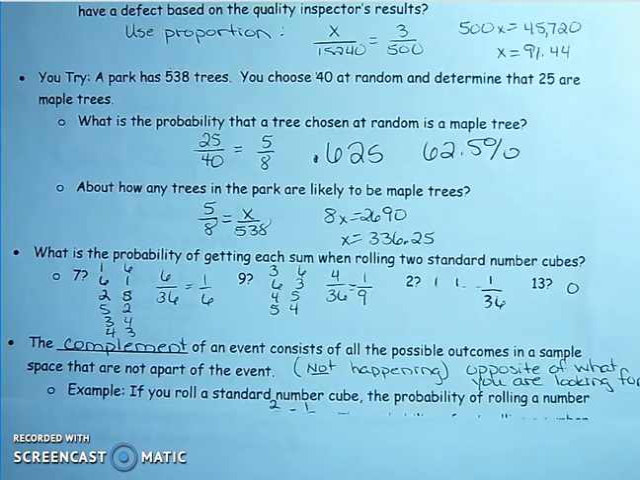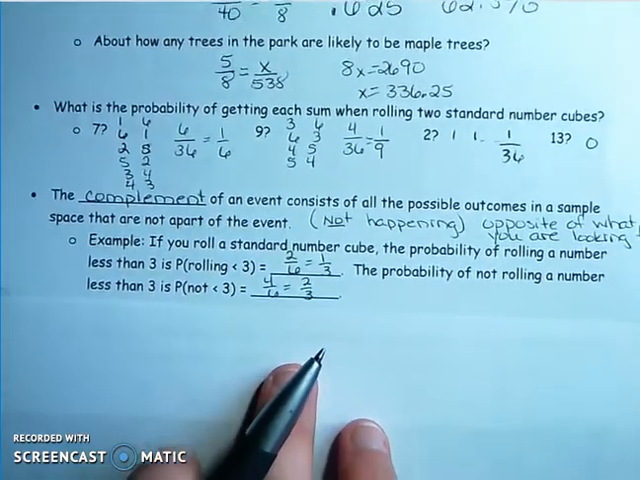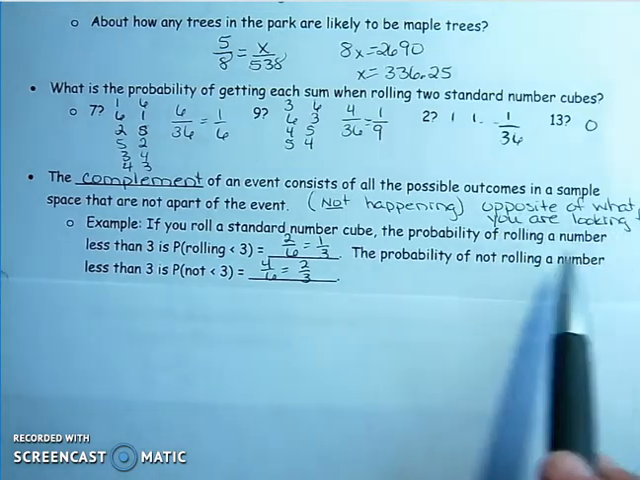The complement of an event is the possibility that it doesn't happen. So if you are saying the complement of flipping a heads, that would mean flipping tails. So it's always the opposite of what you were looking for.